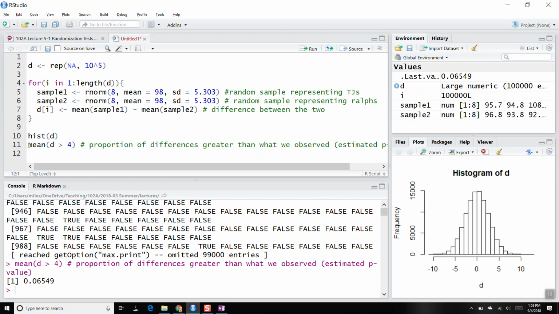So when we did this, about 6.5% of our random samples produced values where the difference was 4 points or more. So we got a random sample where one had a mean of 100 and the other one had a mean of 96, and we want to know, could this have happened?